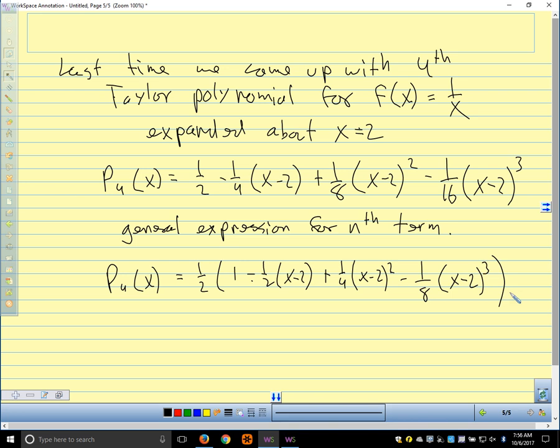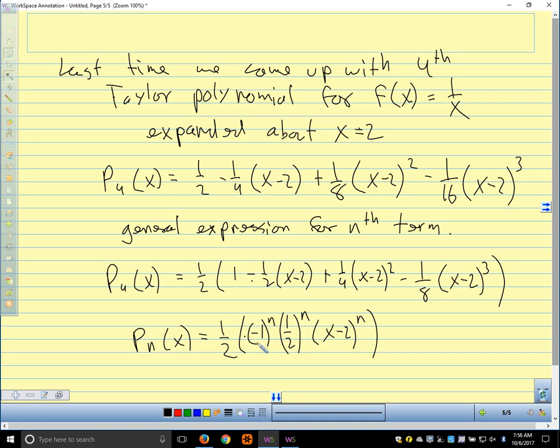All right, so we want to look at this pattern and see if we can find an expression for the nth term. So I'm going to say p sub n of x equals, I'm going to have this 1/2 here. Well, we know that we alternate signs, right? So I'm going to put in a -1 to the n. Let me put a parentheses here. So we need a -1 to the n to get those alternating signs. These coefficients, 1/2 to the n, and then the powers here, x minus 2 to the n.